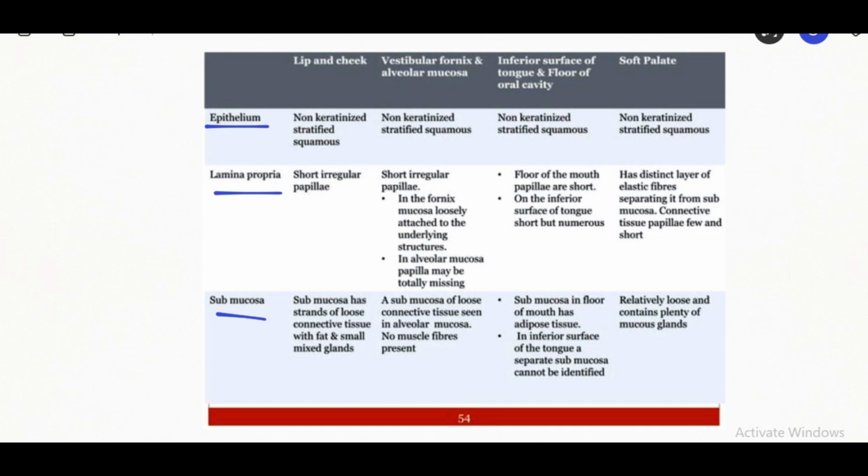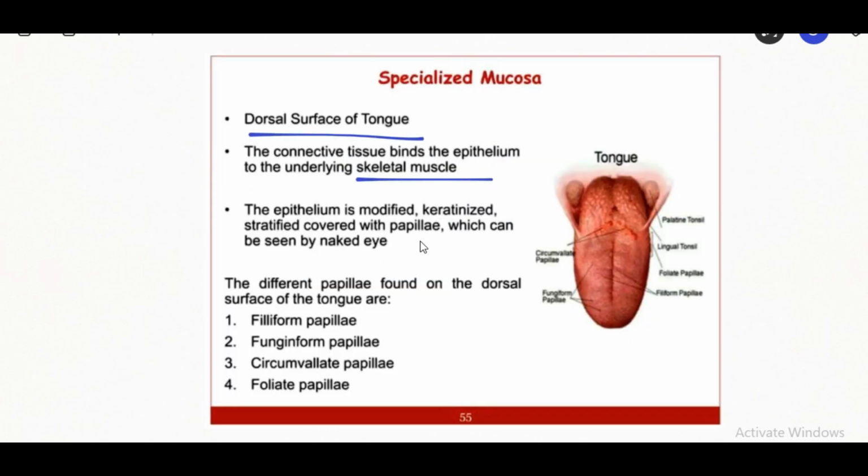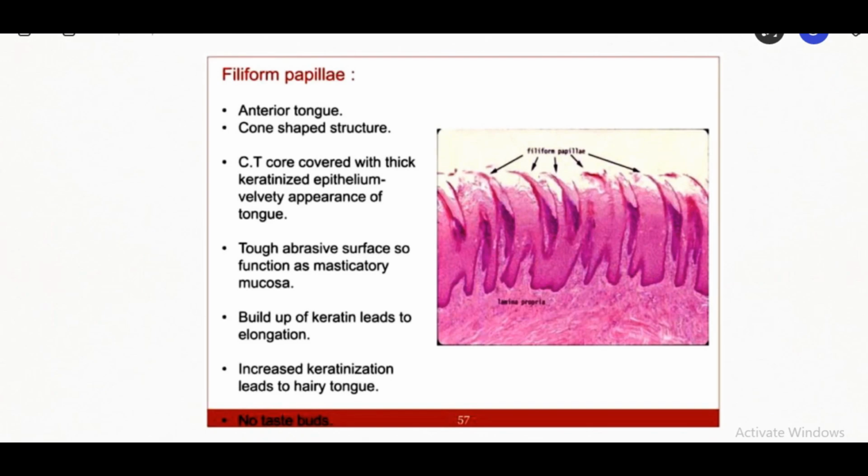Coming to the specialized mucosa. The specialized mucosa is the dorsal surface of the tongue. The different papillae found on the dorsal surface of the tongue are filiform, fungiform, circumvallate, and foliate. The filiform papillae have no taste buds. The connective tissue is covered by thick keratinized epithelium that gives a velvety appearance to the tongue.